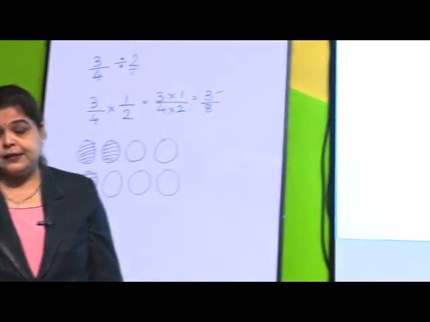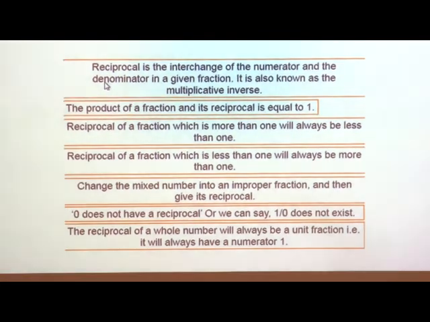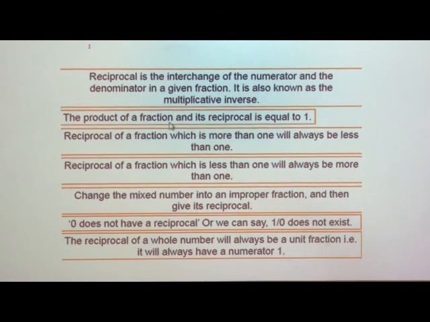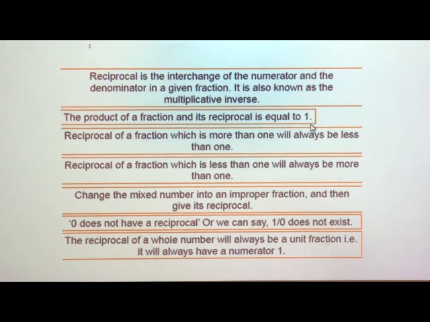Now, we will see what is a reciprocal, is an interchanging, already we had learned. Just again we will recall: the reciprocal is an interchange of the numerator and the denominator in a given fraction. It is also known as a multiplicative inverse. The product of a fraction and its reciprocal is equal to 1. This is new for you. The product of a fraction and its reciprocal will be equal to 1, and the reciprocal of a fraction which is more than 1 will always be less than 1.